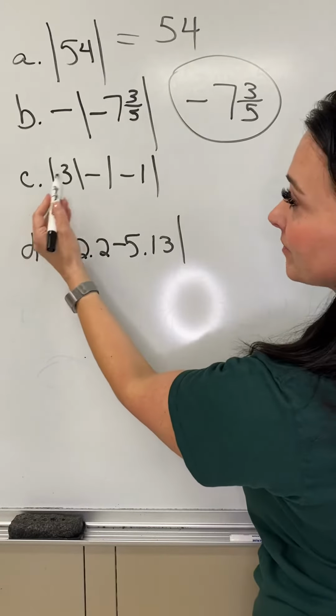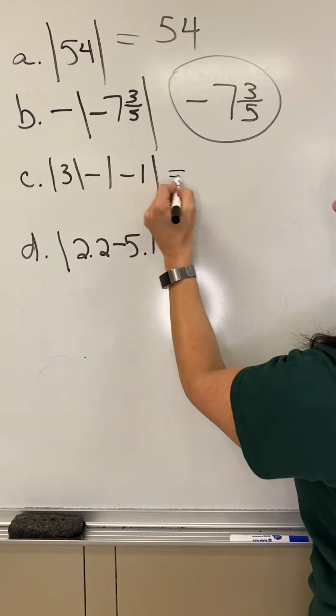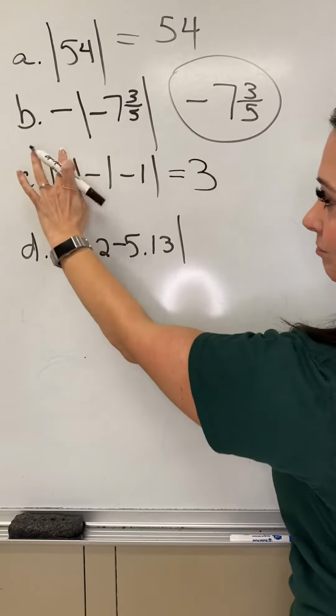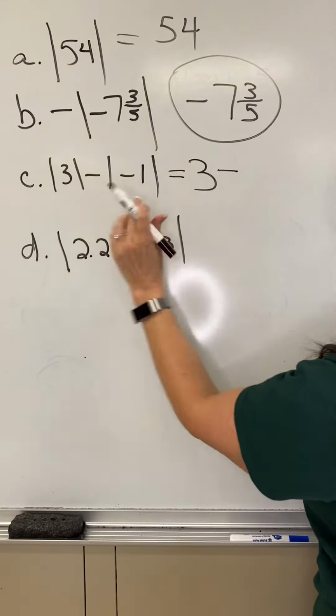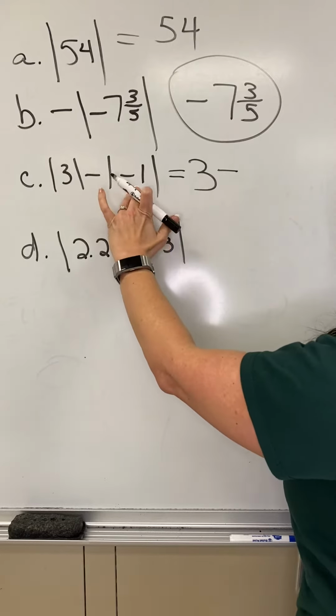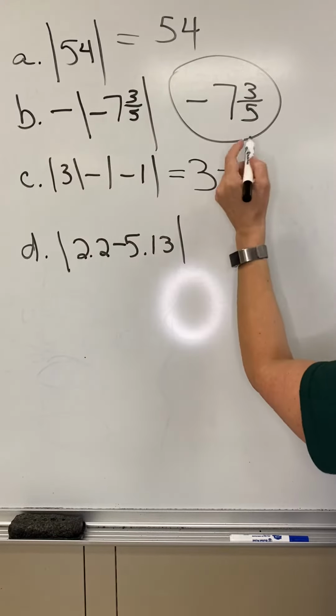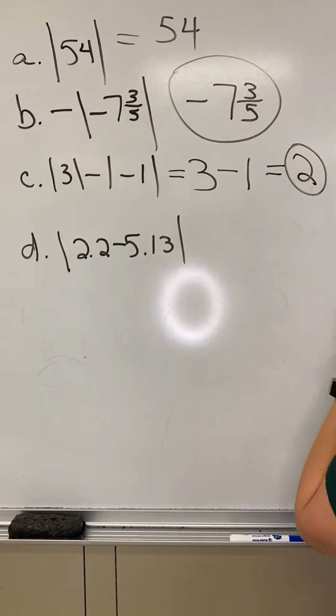For C, absolute value of 3 is just 3. So I can just drop those absolute value bars and then minus, I'm going to carry that over. And then the absolute value of -1 is 1. So it's just 3 minus 1, which is 2. Okay?